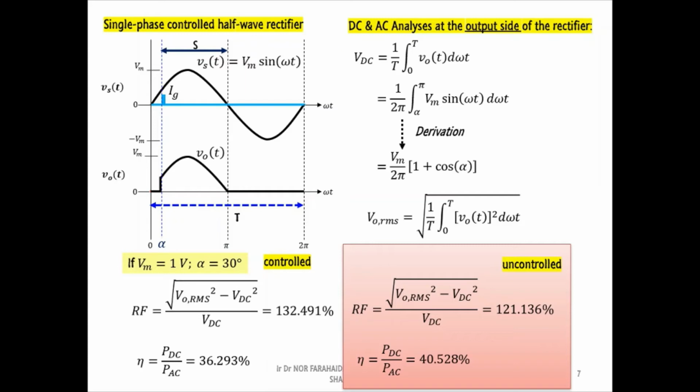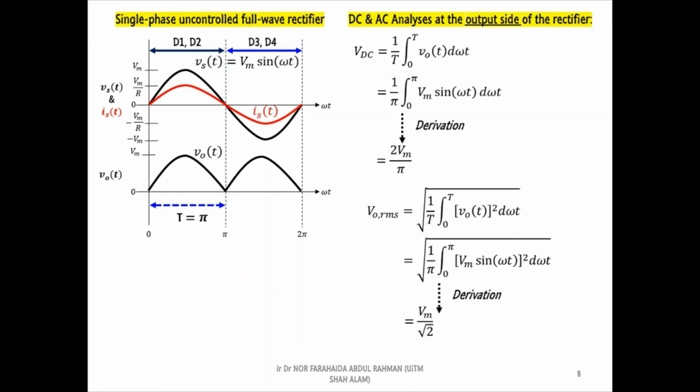Based on this information, we can conclude that the firing angle is inversely proportional to the average and RMS output voltages and also the performance of control rectifiers. Lastly, I will show the differences in terms of waveforms and equations between the uncontrolled full wave rectifier and the controlled full wave rectifier supplying resistive load.